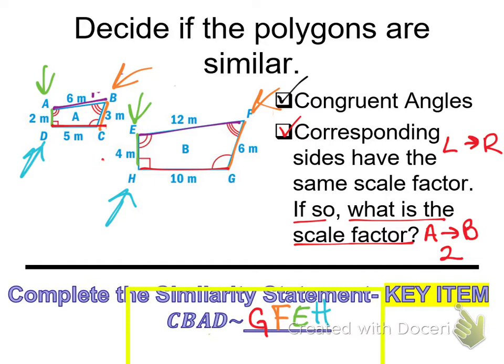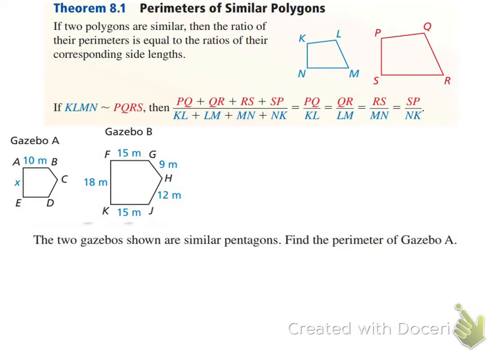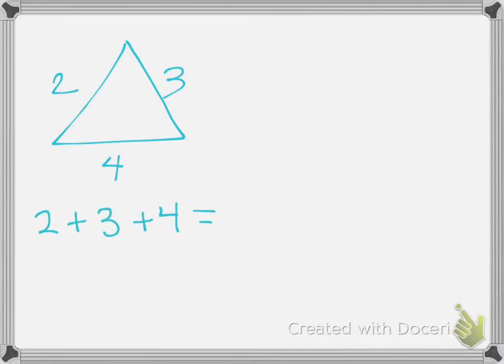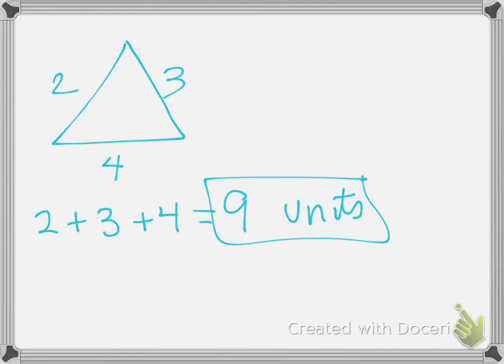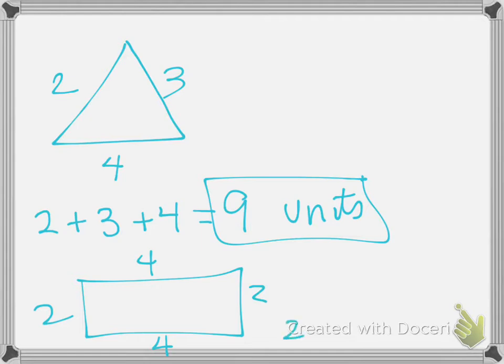All right, let's talk about perimeter. Just as a recap of what in the world perimeter is, perimeter is the distance around a shape. So 2 plus 3 plus 4. 2 plus 3 is 5, plus 4 is 9. This would be 9 units. Okay, and that's for any shape. If it looked like this, you would add all the sides. 2 plus 4 plus 2 plus 4. 2 plus 4 is 6, plus 2 plus 4 is 12 units.